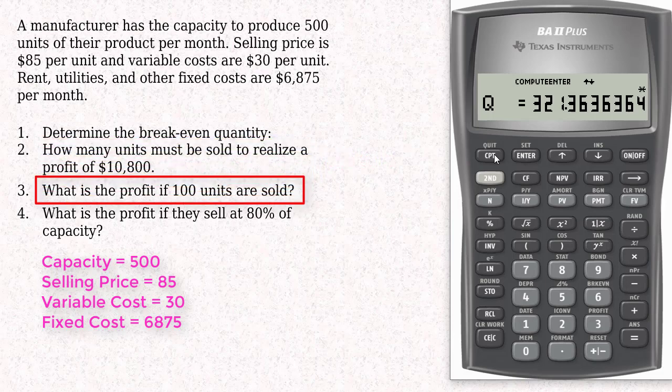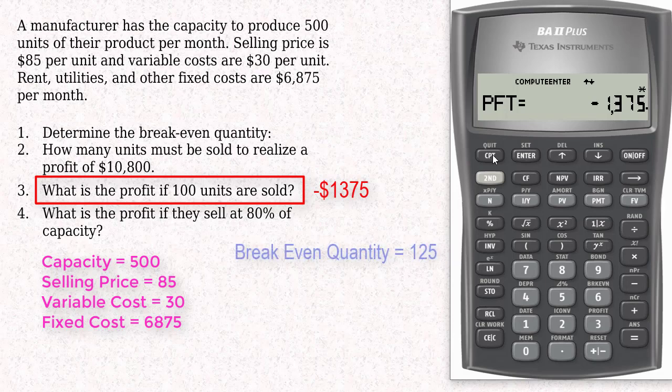Number 3. What is the profit if 100 units are sold? So we want quantity to be 100. Enter. Scroll down. Our values are still in there. But we want to compute profit, so we press compute. And we're looking at a loss of $13.75. A loss because we're selling below break-even quantity. Break-even quantity is 125. Selling 100 units will result in a loss.